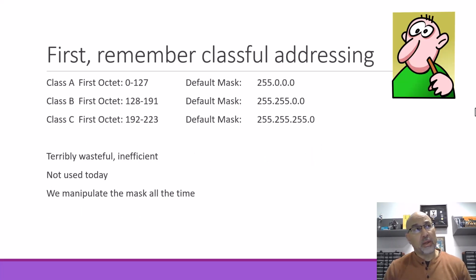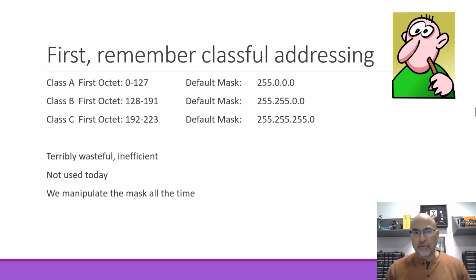Now, before we dive into mask manipulation, let's remember that we started with classful addressing. And classful addressing, for hosts anyway, we talk about Class A, B, and C. In a Class A network, the first octet of the IP address is in the range of 0 to 127, with a default mask of 255.0.0.0. Class Bs begin with 128 to 191.